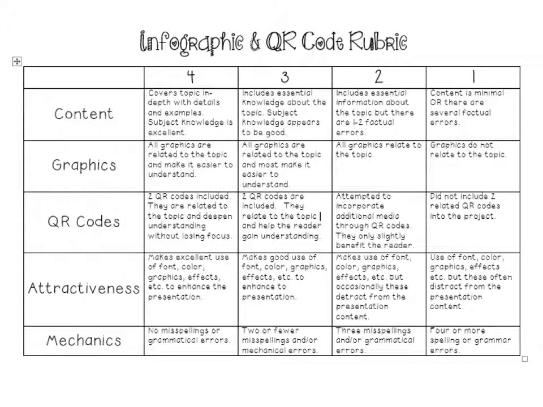This is the rubric that I created in order to evaluate the infographic and QR codes. I used a 4 through 1 scale, 4 being excellent and 1 needing improvement, and I asked the students to focus on an area of content as far as what information is included, the graphics that they chose to incorporate, as well as the infographic style, whether or not they chose timelines and text features and things like that.